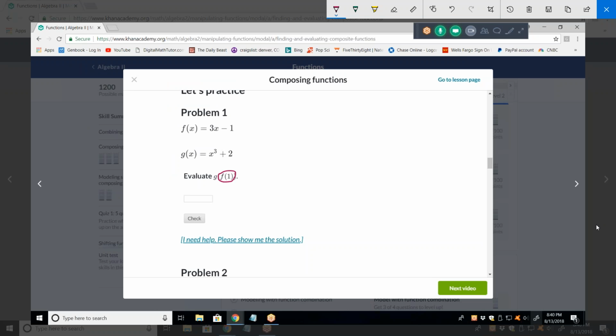Oh, yeah, I see the 1 now. f of 1 is what? So f of 1 is 3 minus 1. So that would be 2. Now what's g of 2? That's basically what we do here. g of 2 is, let's see, 8 plus 2, which is 10.